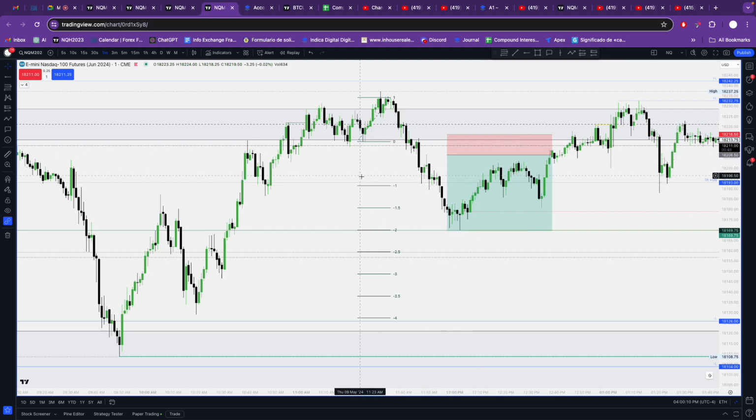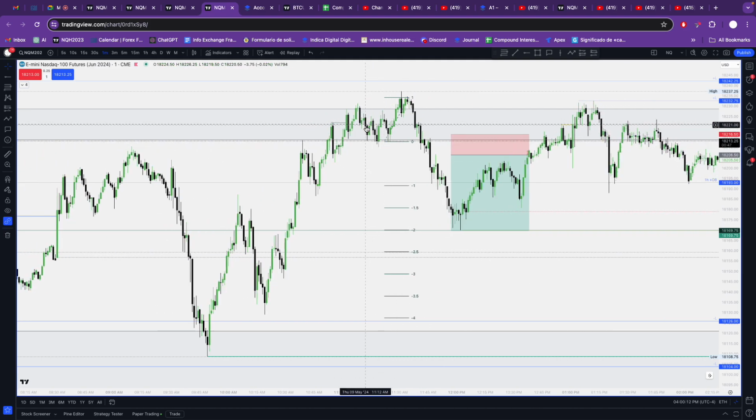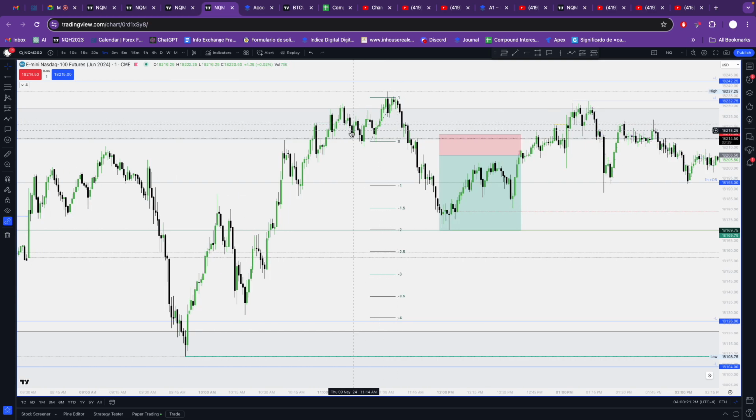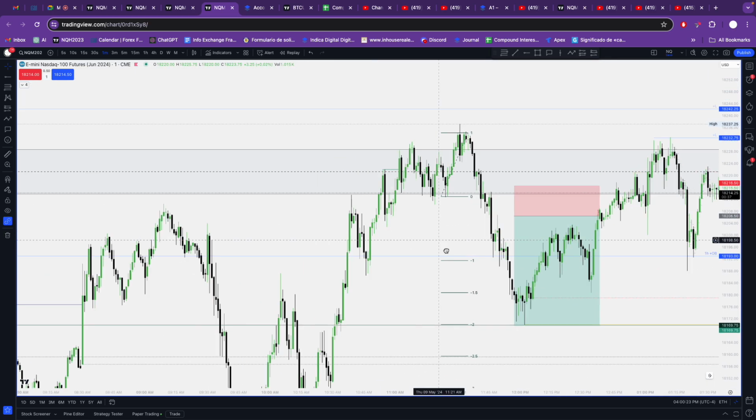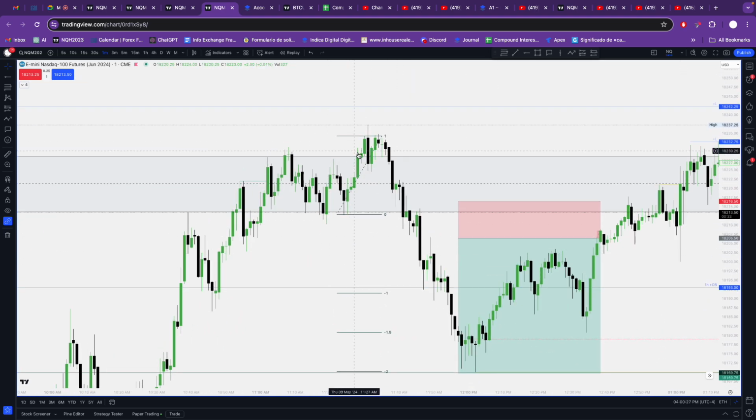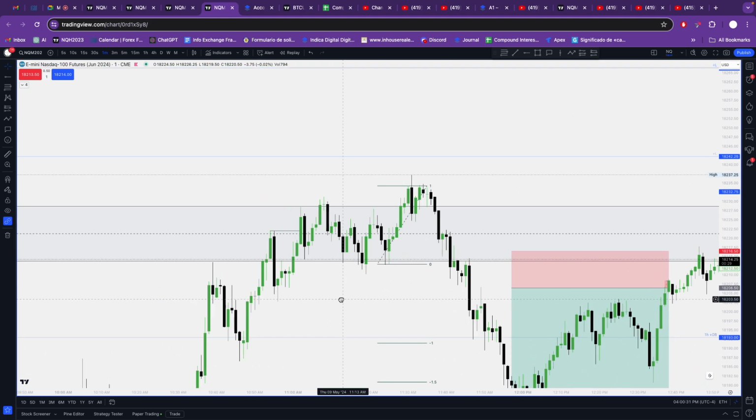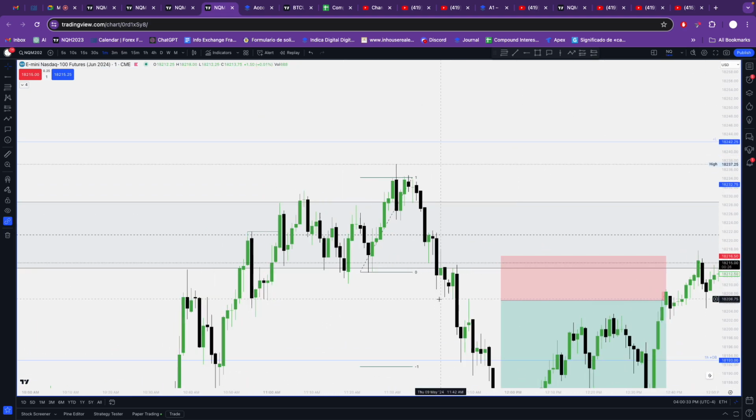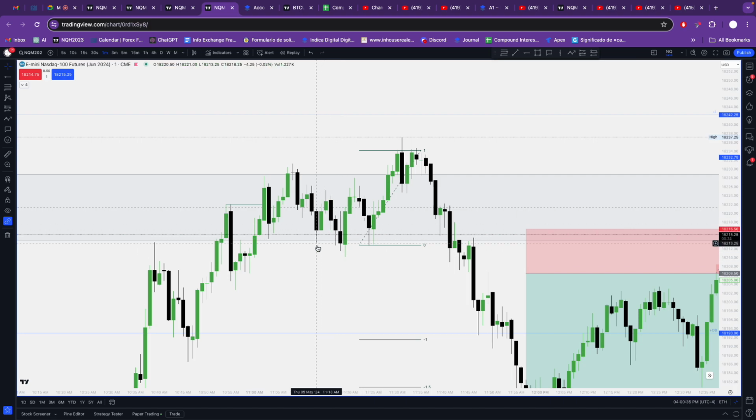But the question is, how did I see it? How do we see it? And you said it this morning that we can consolidate in this fair value gap because we had a lot of wicks in it. And I'm like, that's valid. And what do we get out of consolidation? We get reversal or expansion. In this case, we got our reversal. Yeah. So you were correct. You were right.